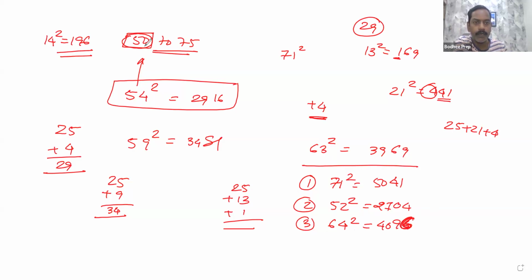So I hope you have got the idea that any number between 50 to 75 can be done in this way, right? Next is the numbers which are less than 50 but above 25. Less than 50 but above 25. In that case, the same logic will be applied. Only thing is that the deviation would be negative.